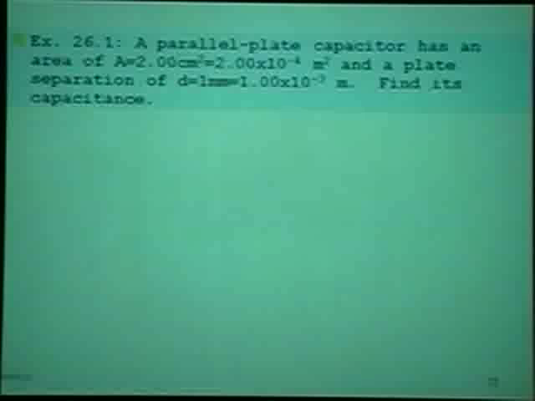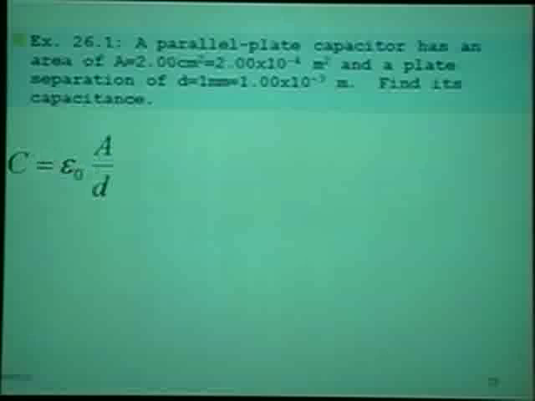Let's try out an example. A parallel plate capacitor has an area of 2 square centimeters, which is equal to 2 times 10 to the minus 4 square meters, and a plate separation of 1 millimeter, 1 times 10 to the minus 3 meters. Find its capacitance.